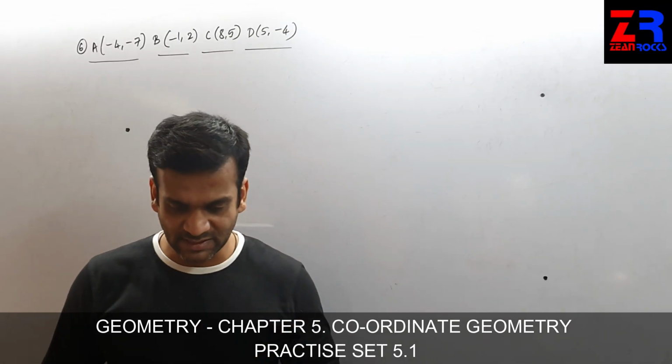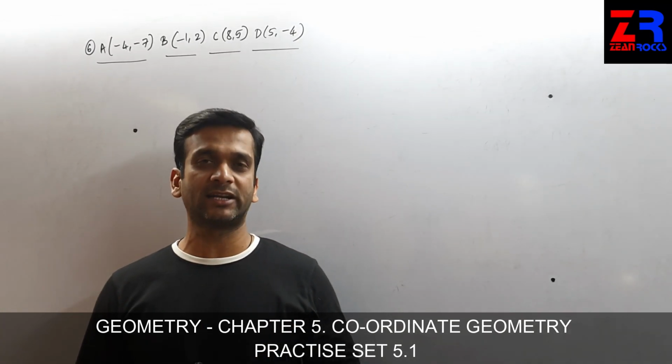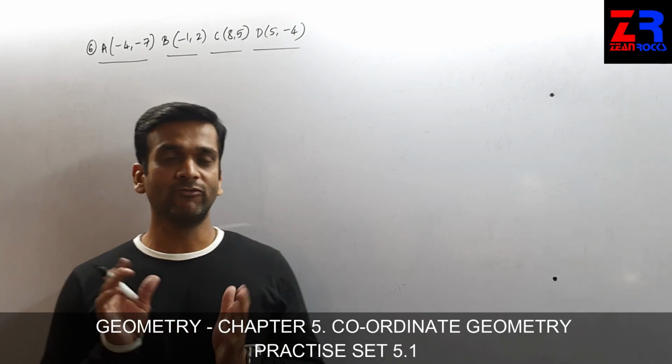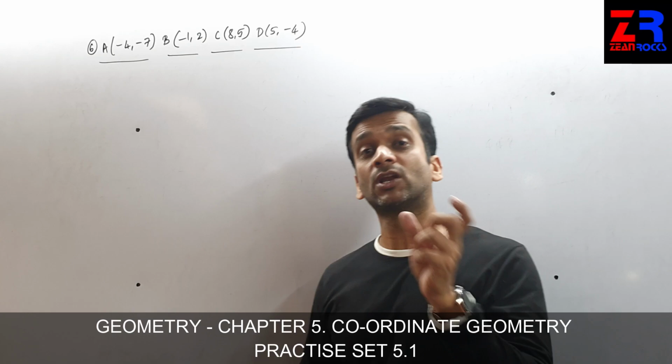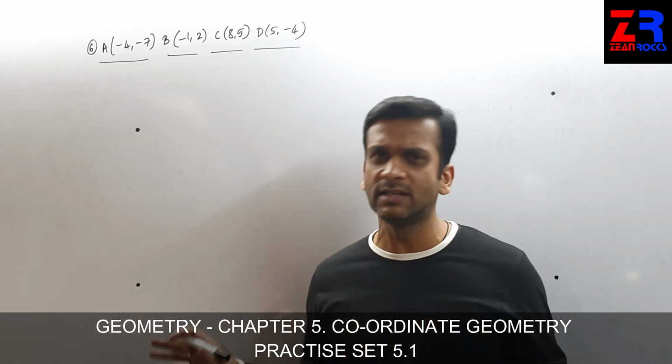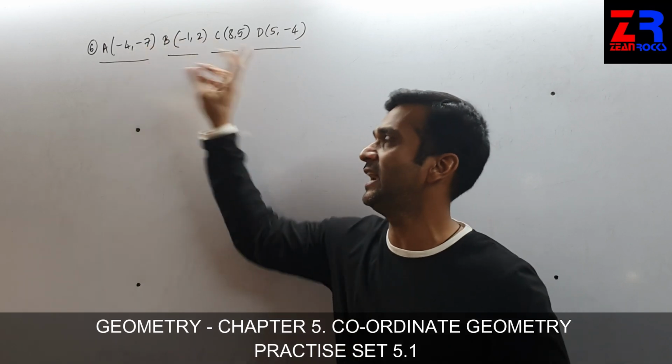This is question number 6. Show that points A, B, C, D are the vertices of a rhombus. Now we are supposed to show that ABCD is a rhombus. To show that it is a rhombus, we need to find all the segments. We will find AB, BC, CD, AD.